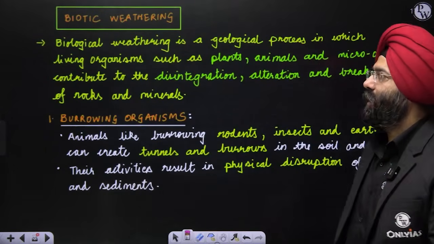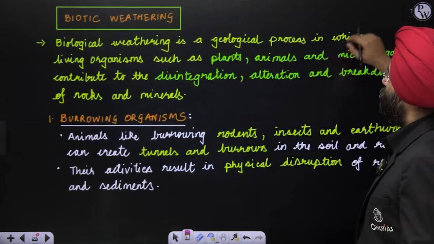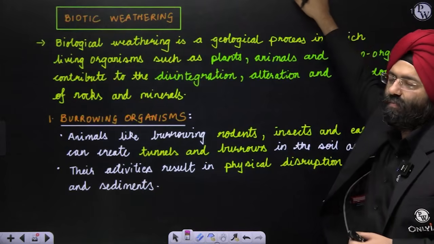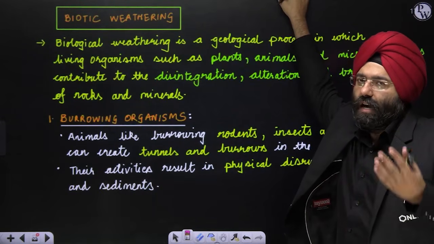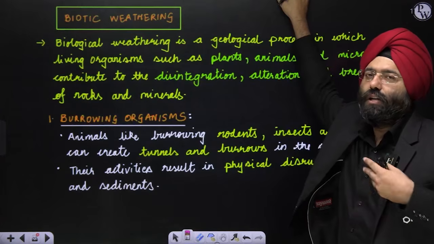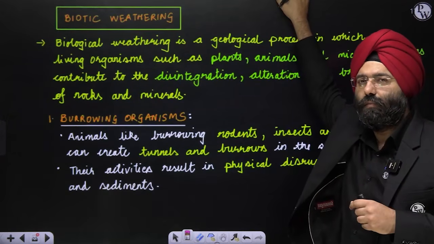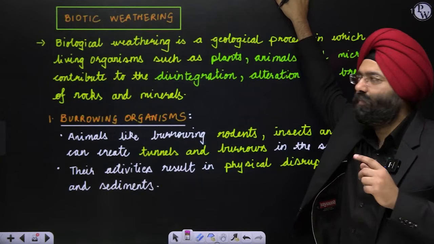Now, come to biotic weathering or biological weathering. Biological weathering is a geological process in which organisms like plants, animals, humans or microorganisms basically contribute towards disintegration or decomposition. Under the category of animals, we include humans also for that matter, right? So all the processes of disintegration taking place due to plants, animals, other microorganisms, and humans come under biotic weathering.